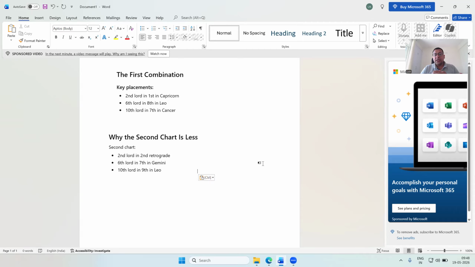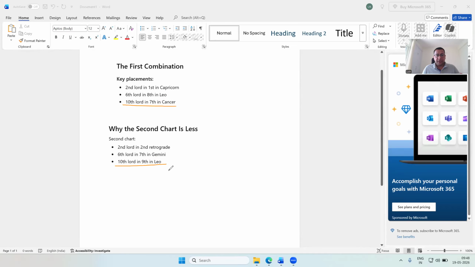And that is why this combination is also not a classic combination of the medical profession, which is the sixth house lord going into the eighth house. That is a classic position of a medical profession. Whereas the sixth house lord going into the seventh house of Gemini is more of a public interaction related to media, communications, and public dealing, like sales and marketing. And finally, we have the 10th lord in the ninth house in Leo. This is also about mentoring and ninth house things like higher education, learning, and philosophy.